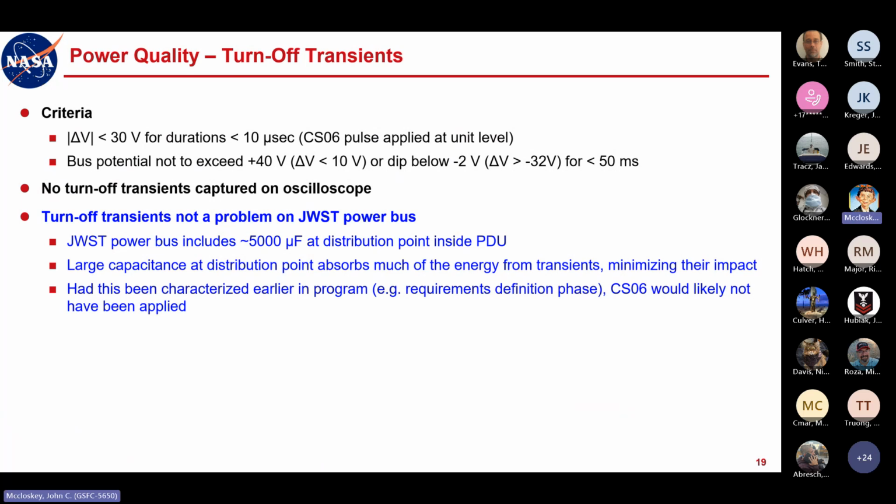And I believe the power group characterized that system possibly on early breadboards or maybe heritage designs from other programs, and just showed, yeah, we're just not going to have an issue with transients on this power bus. So if you know that going in, then CS06 is not really a test that you need to perform. So I think save some time during unit level tests.